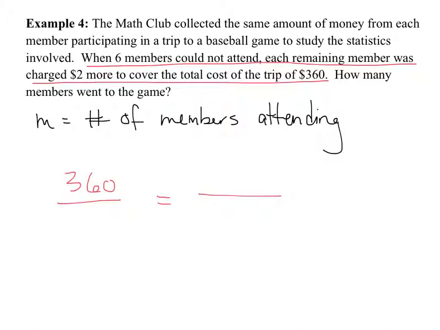If you wanted to find out the cost, the total cost is 360, right? That's why she's doing 360 divided by. If there were 20 of you in the math club and the cost was 360, how would you figure out the cost per person? 360 divided by 20. You would just divide the two. It'd be $18 a person. So it would be 360 divided by m minus 6. M minus 6, where is that going?